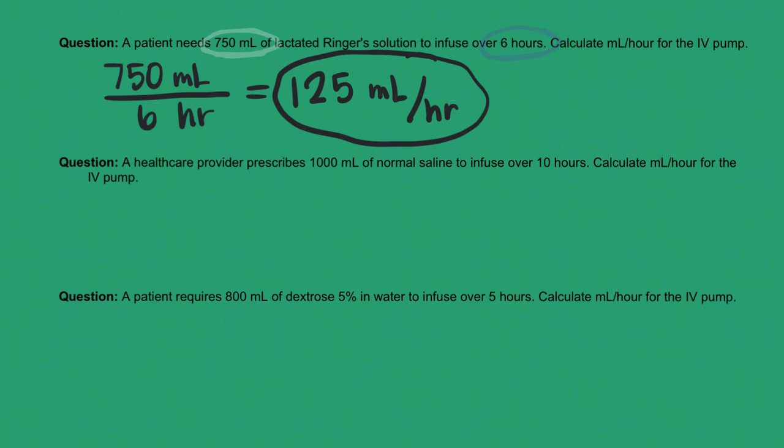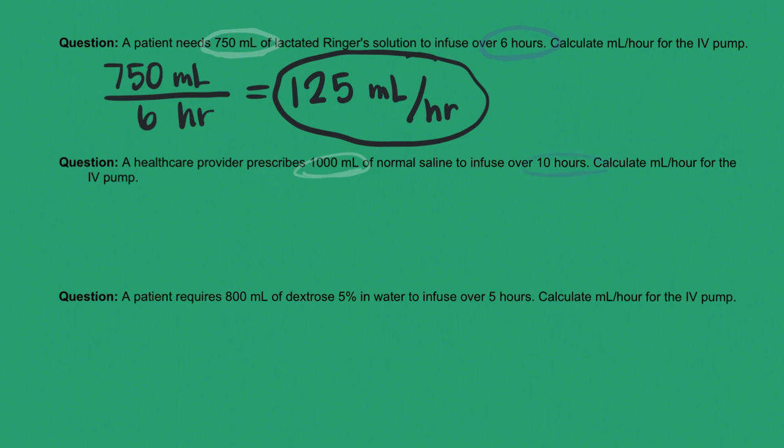All right, our next question. A healthcare provider prescribes 1,000 milliliters of normal saline to infuse over 10 hours. Calculate milliliters per hour for an IV pump. Our key pieces of information we've identified here are what? 1,000 milliliters and 10 hours.